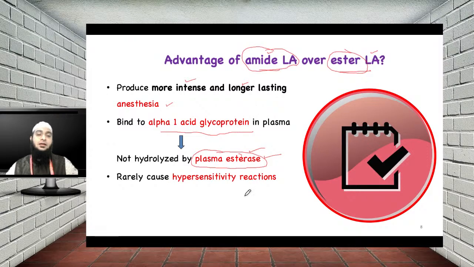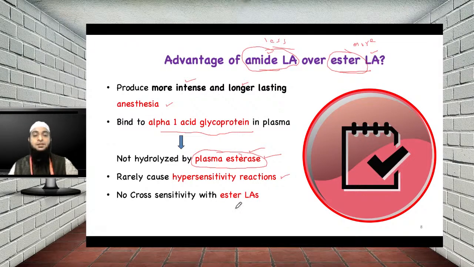The second thing is that they rarely cause hypersensitivity reaction, whereas in the case of ester local anesthetics, the risk of causing hypersensitivity reaction is more. So it is more in ester local anesthetics, whereas it is less in amide local anesthetics. That is a basic advantage, because hypersensitivity reaction is not comfortable, and the patient will suffer discomfort due to it. So it is rarely caused in the case of amide local anesthetics.